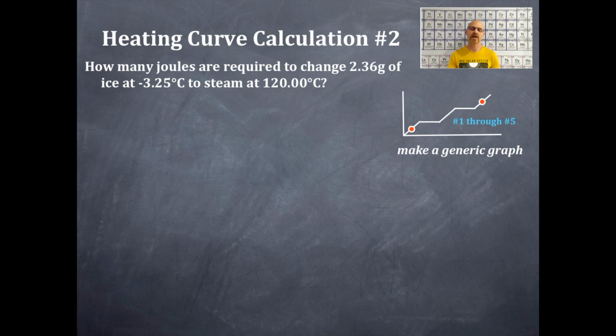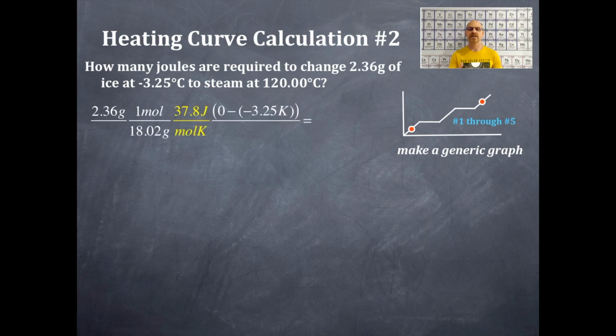Now, each of those steps has a different constant. That's why you need to look at the generic heating curve problem as an example. That is the foundation, and that includes all the constants for each specific step, steps 1, 2, 3, 4, and 5. Here is the first step.